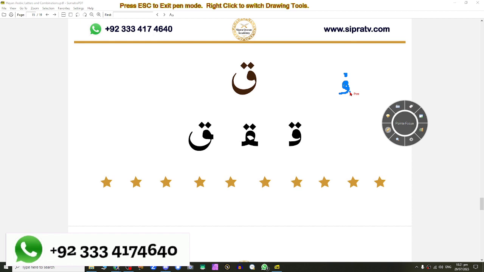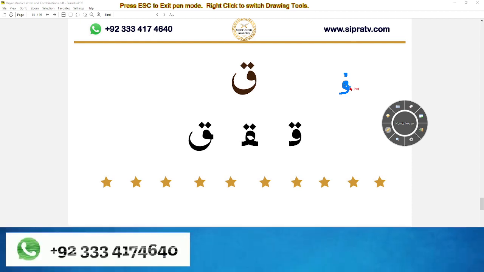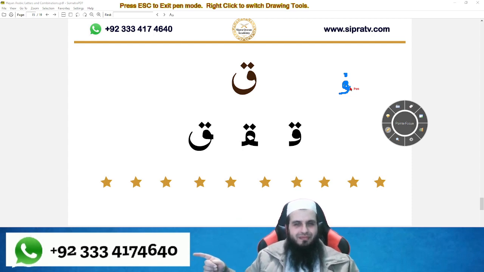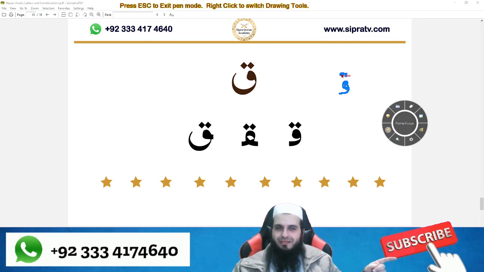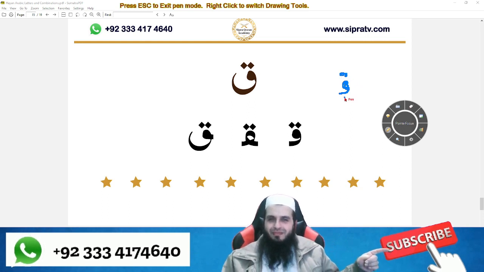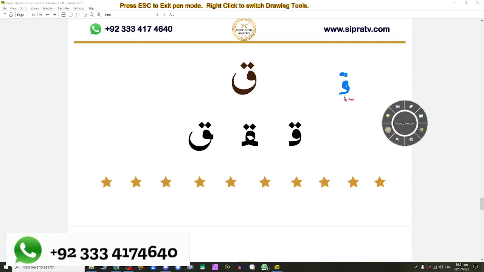What does it become? Which letter is this? Fa. If we place two dots at the top, it becomes the letter Qaf. What does it become? Qaf. If we put one spike and two dots at the top, this becomes the letter Ta. What does it become?